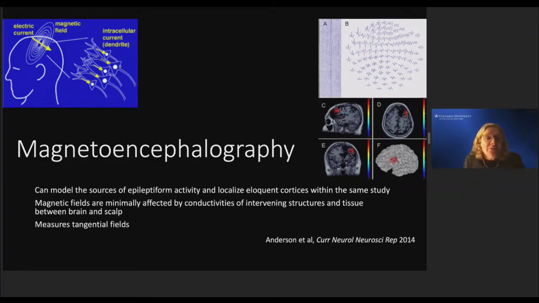Magnetoencephalography can be helpful. It can model sources of epileptiform activity and localize eloquent cortices within the same study. The advantage of magnetoencephalography is that its fields are minimally affected by conductivities of intervening structures and tissue between the brain and scalp. It measures tangential fields. And so this really complements your EEG, and that was, again, very nicely demonstrated in that case.